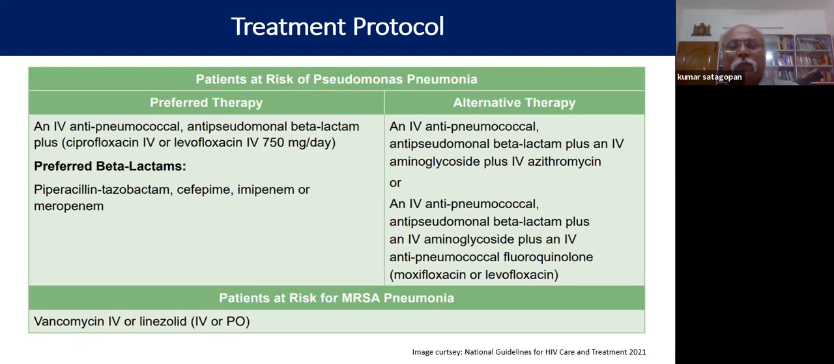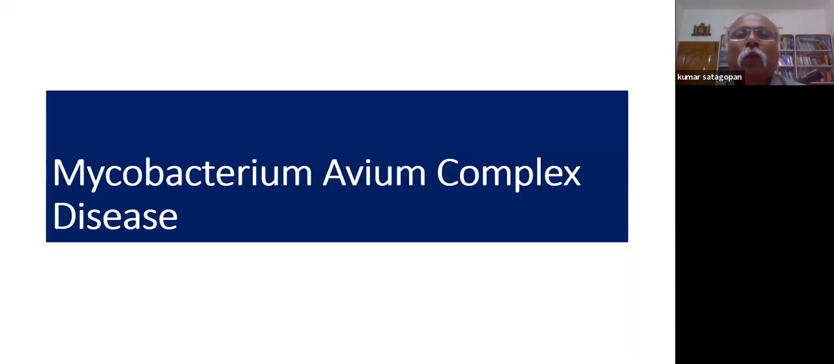Patients at risk for MRSA, methicillin resistant Staphylococcus aureus, can be given vancomycin. These are all in selected centers. You can use it. Next slide. So these are the treatment protocols.